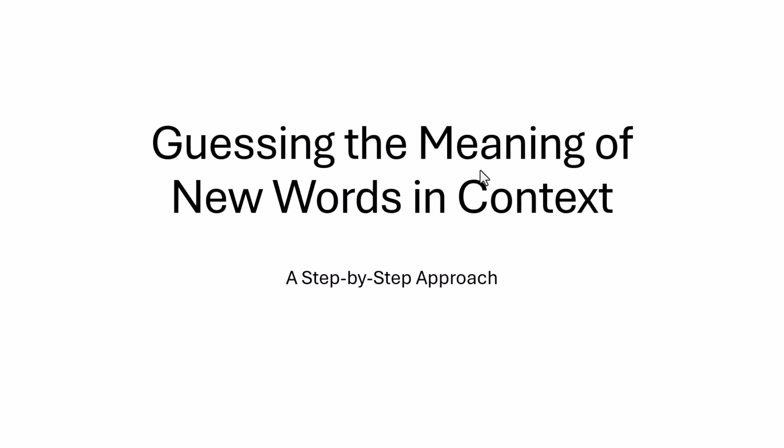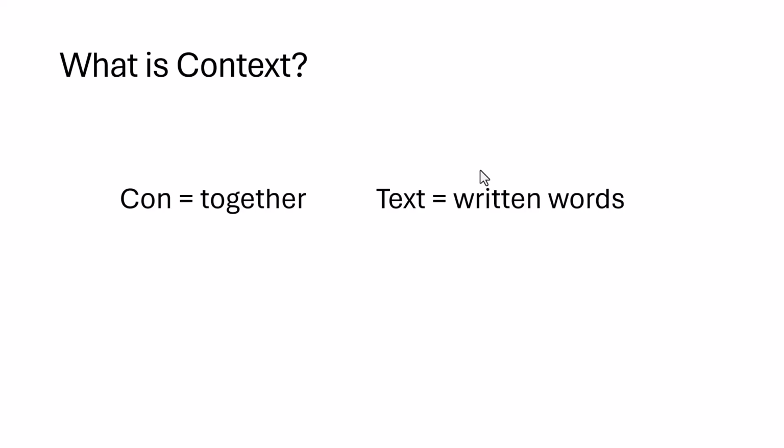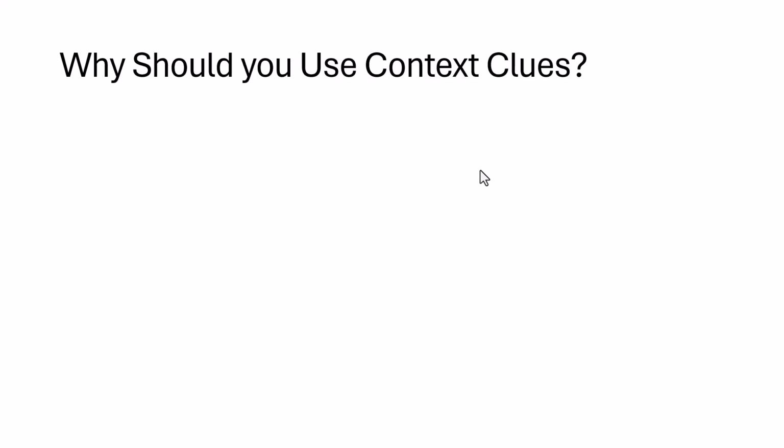Today I'm going to explain how to guess the meaning of new words in context, the topic of Chapter 1 of your textbook. First, let's talk about what is context. Context can be broken down in two parts. We have "con," which means together, and "text" means written words. In other words, you're using the other information from the sentence or from a paragraph to guess the meaning of a word you're not familiar with.